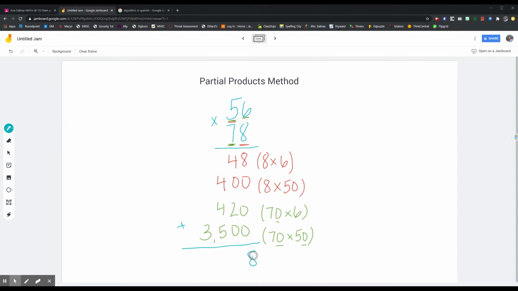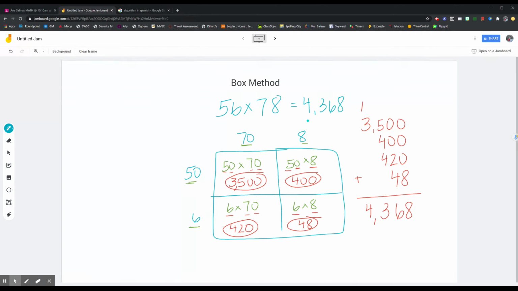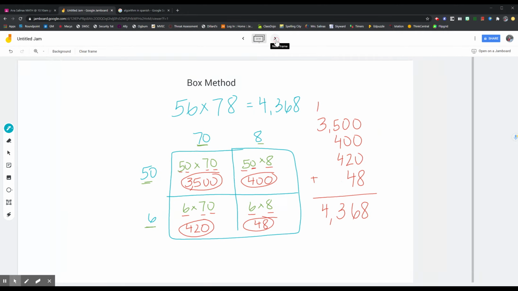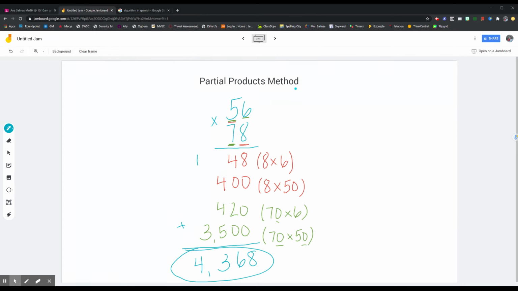If I add these up, I get 8, 6, 13, regroup, and 4. So 56 times 78 in the partial products method is also 4,368. That's the same answer I had if you look over here in the box method, 4,368.